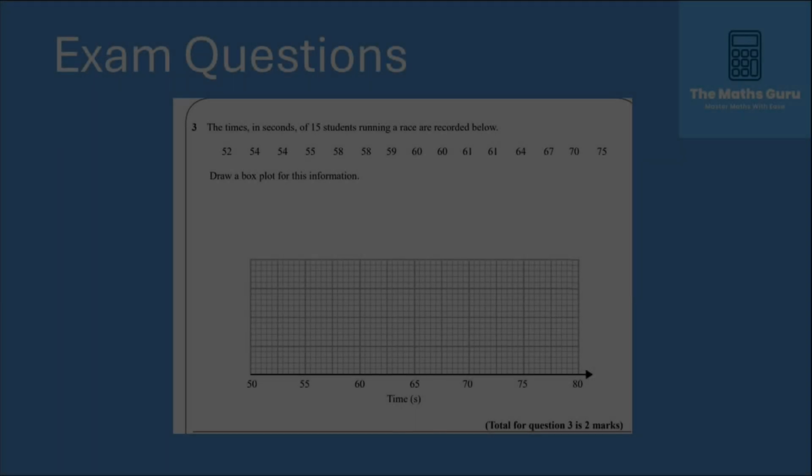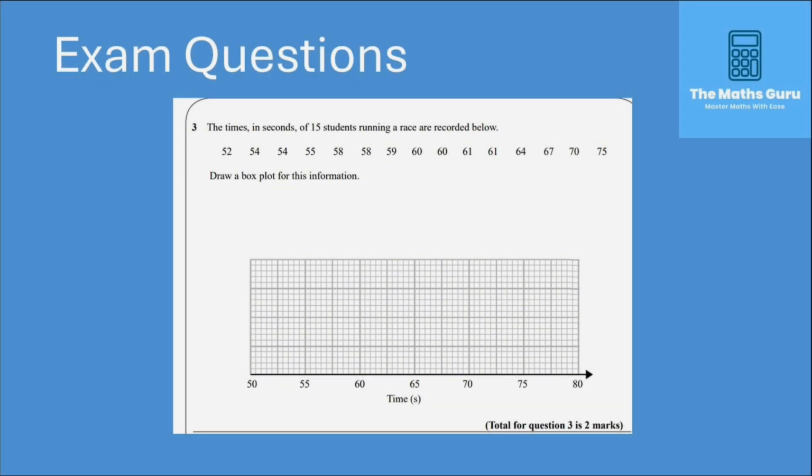of 15 students running a race are recorded below. We need to draw a box plot for this information. So the first thing that we need to do is work out our 5 key values, and we need to start off with our median.